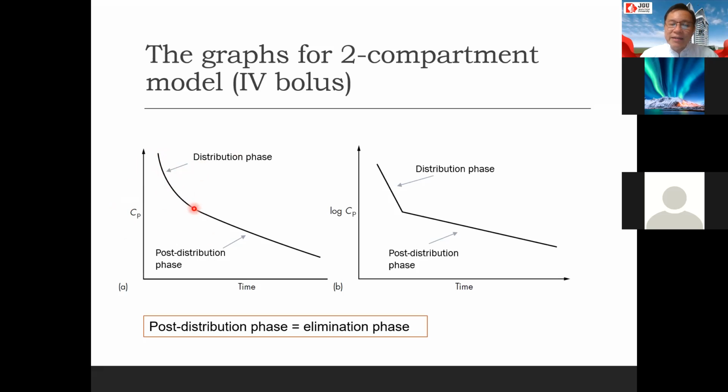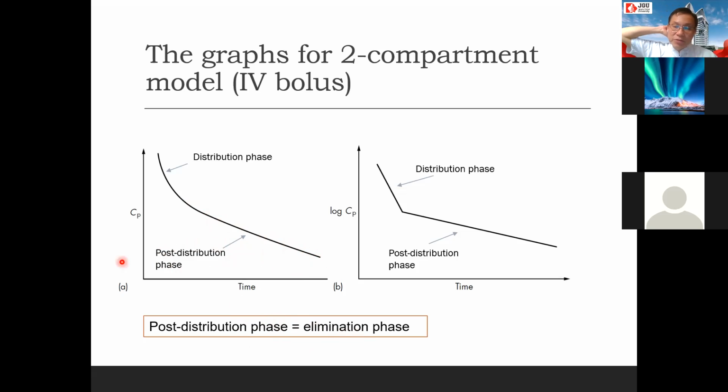Now until here the distribution slows down already, and then the distribution is almost finished, and from here to here it's only elimination. So the distribution is almost nothing. So here is what we call the post-distribution phase. Sometimes we also call it the elimination phase, because here it is mostly elimination. Understand?